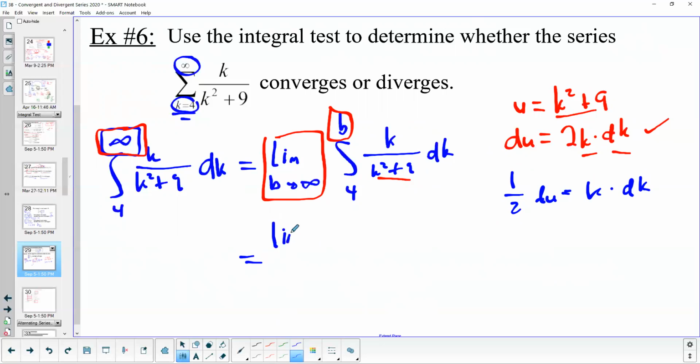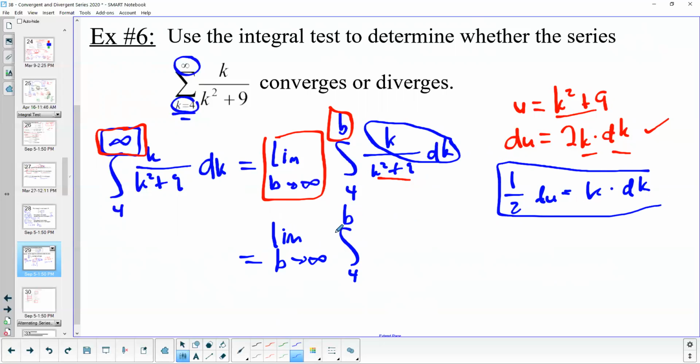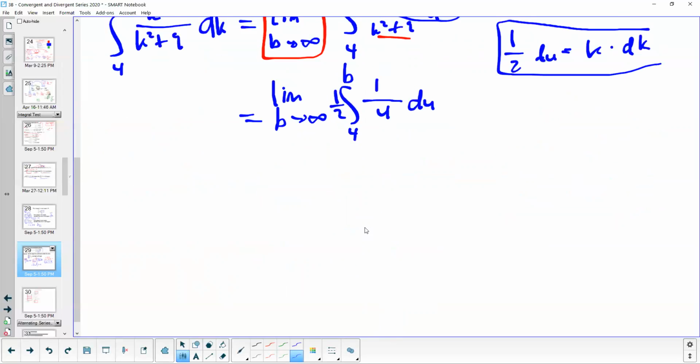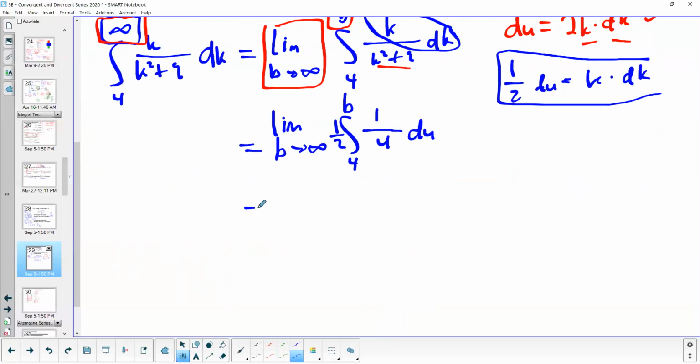And so now we leave this, the limit as b approaches infinity of the integral from 4 to b. And now we do our substitutions. The k dk that's on top becomes 1/2 du. And since 1/2 is a constant, we can put that out in front of our integral. There's our du. And then you're left with k squared plus 9 in the denominator of the fraction. So it's 1 over k squared plus 9, which becomes 1 over u. Now we integrate.